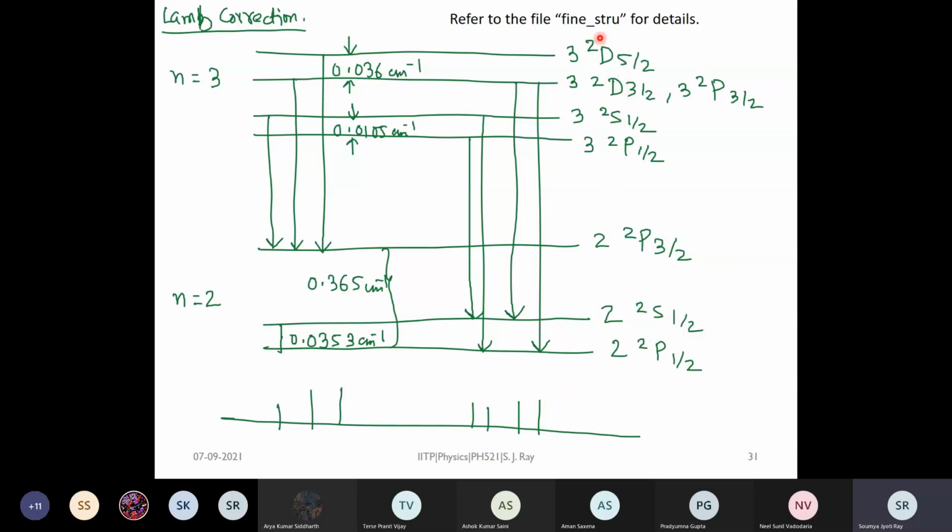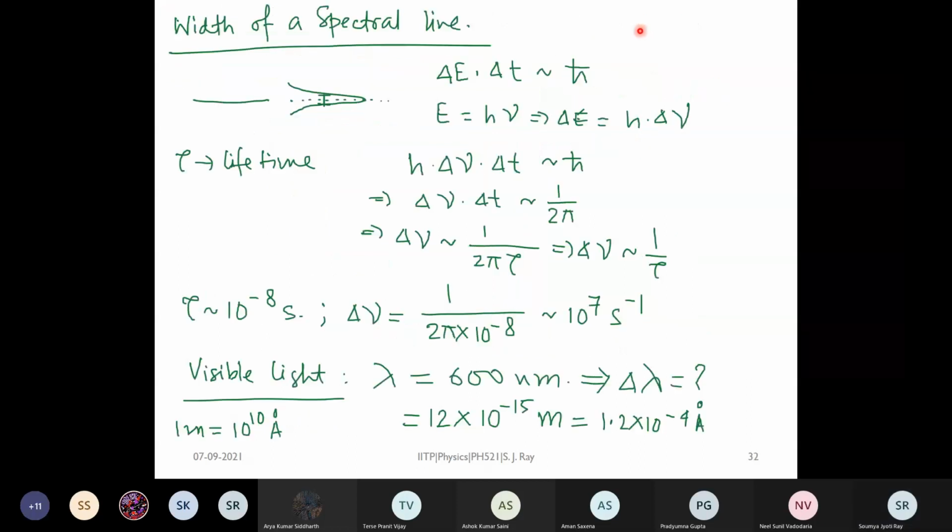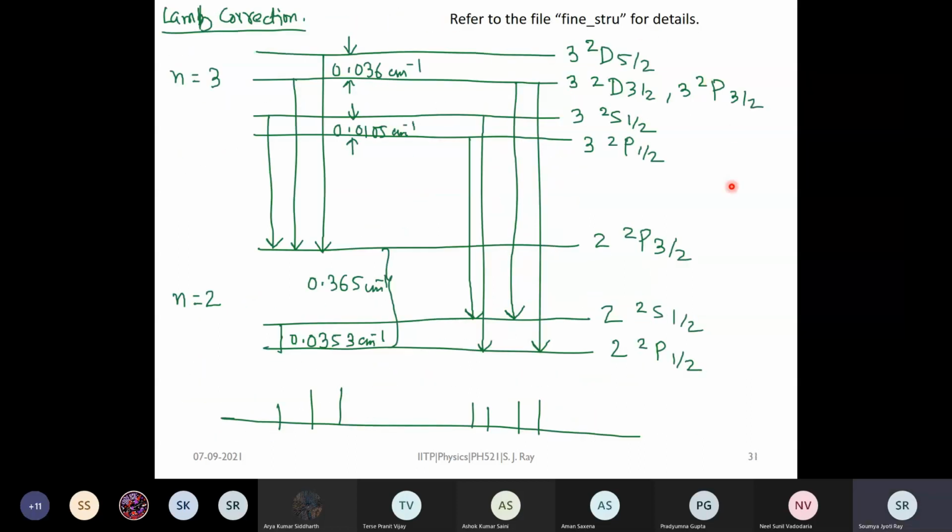There is a fine structure treatment which I will be sharing with you. If you are interested, you can read more on these things. Since this part of the syllabus only discusses these things qualitatively, I will not get into much more detail than that. However, I'll share the file with you, and if you're interested, you can read it. Okay, so any question on this?